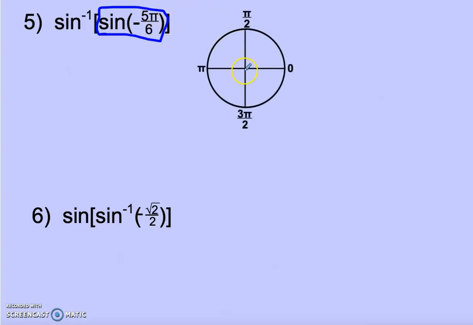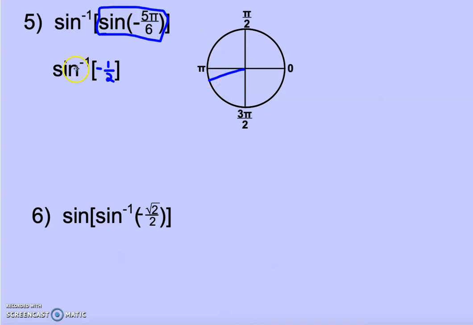Negative 5 pi over 6, that's this shallow angle right here. It's 7 pi over 6, same thing. What is the inverse sine of that? Well, the sine of negative 5 pi over 6, we know is negative 1/2. That is a shallow angle in quadrant 3. I know the shallow angle quadrant 3 y value is negative 1/2.